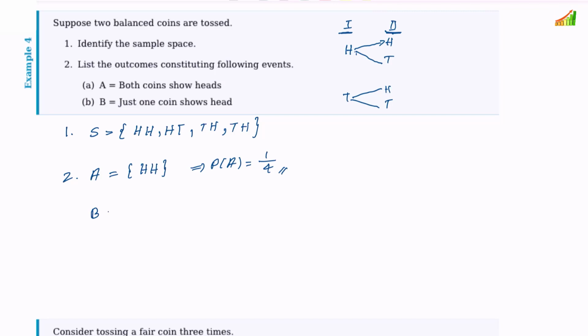Then event B, just one coin shows head. It means just one head, right? So head and tail or tail and head. So how many elements in B? 2 elements, total 4, that is 2/4, or you can say 1 half.